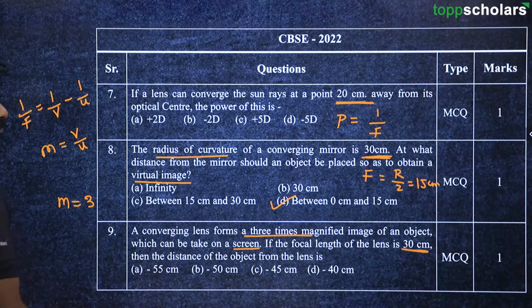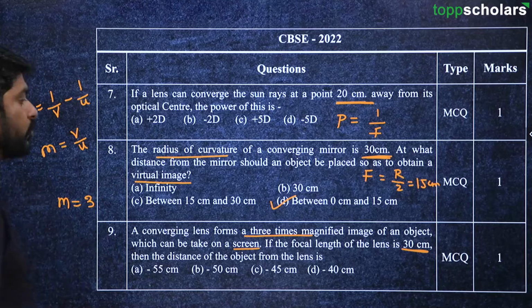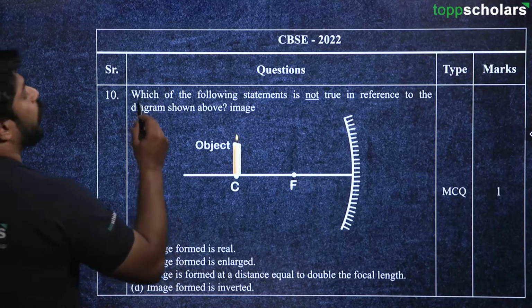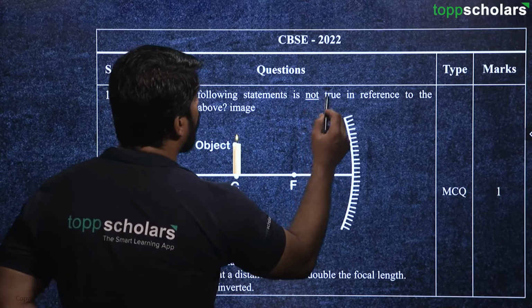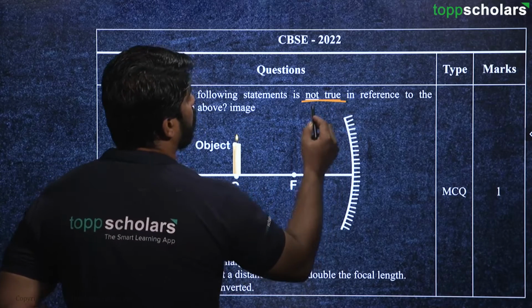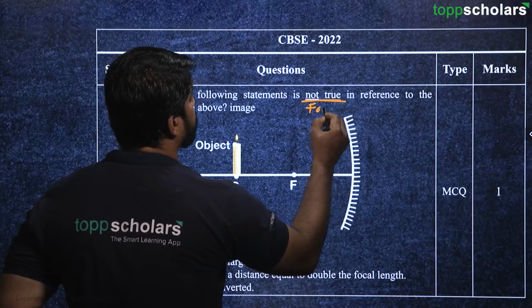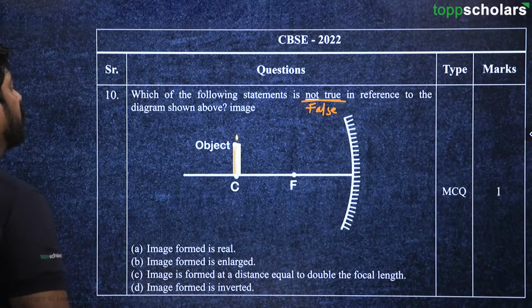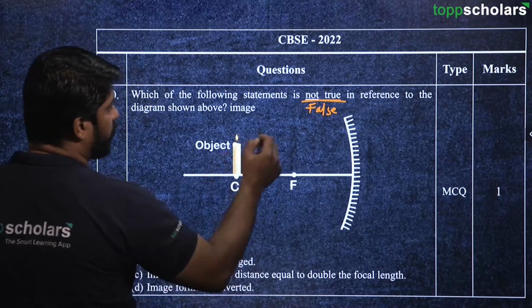Okay, so these are some of the tricks that we can use over here. Moving on to the next question. Here it is. Which of the following statements is not true, or we can say false, in reference to the diagram shown? Okay, so the image is over here.